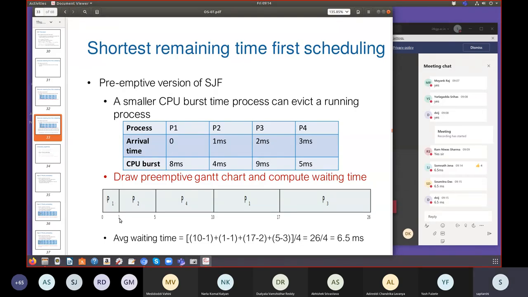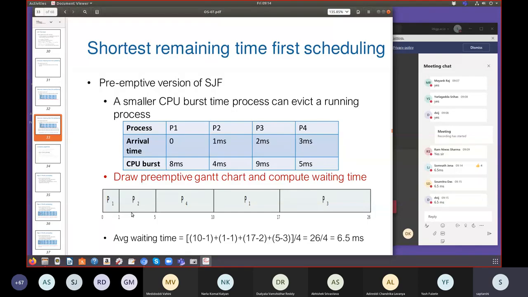at this point t equal to 1, what is the remaining time for P1? It is 7 milliseconds because its CPU burst is 8 and it has executed for 1. However, P2 has come in with a shorter CPU burst, 4 milliseconds. So immediately P2 is scheduled. This is where preemption occurs. So the CPU is, you can say, snatched away from P1 and given to P2. P2 executes from 1 to 5.